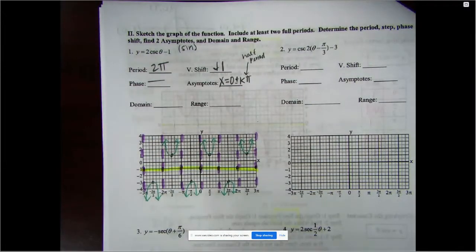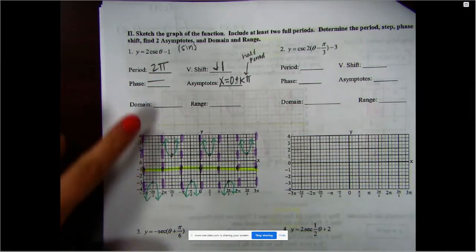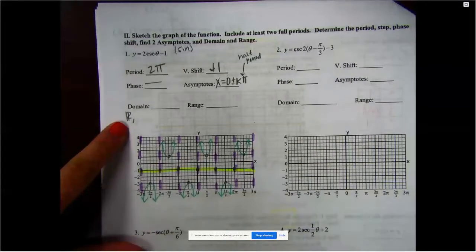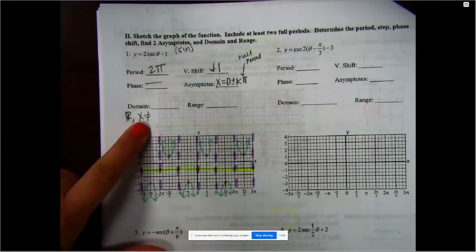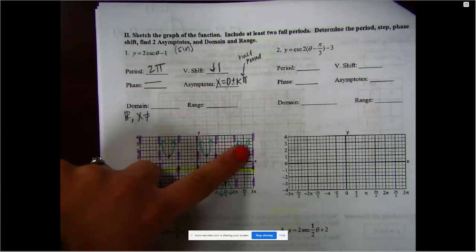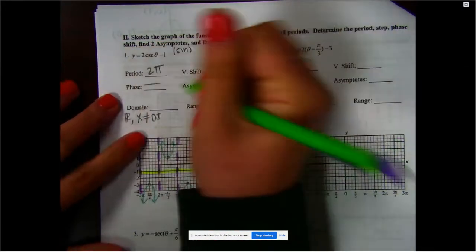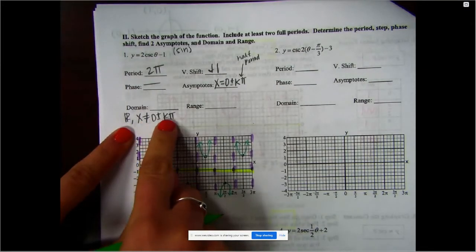Okay, domain. My domain is not all real numbers anymore because of the asymptotes. So the way I'm going to write it, I'll go down here, is it would be all real numbers, except x does not equal any of the asymptotes. Well, I already said where the asymptotes were here, so I'm just going to copy that for my domain, but say my domain does not exist here.